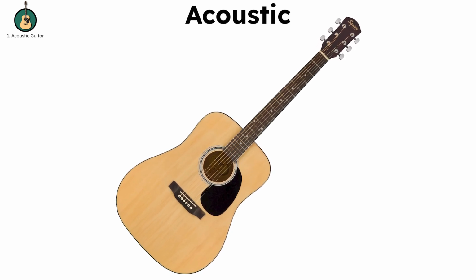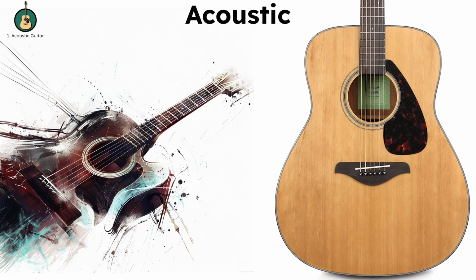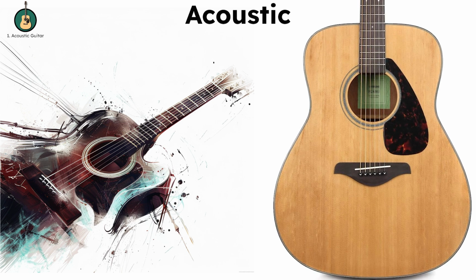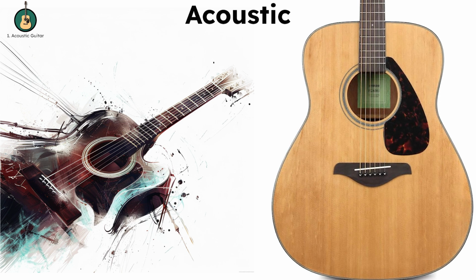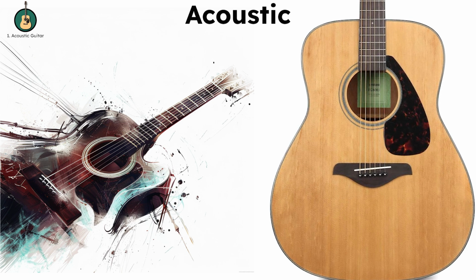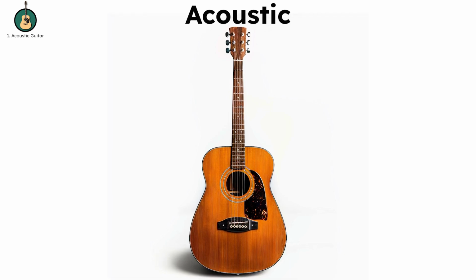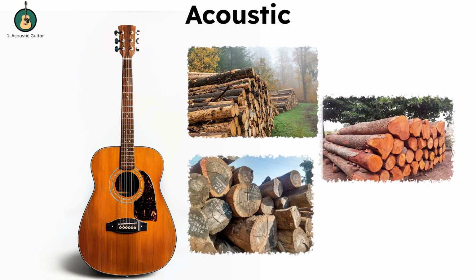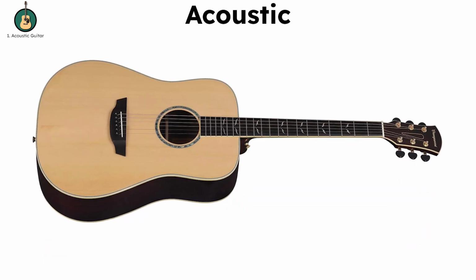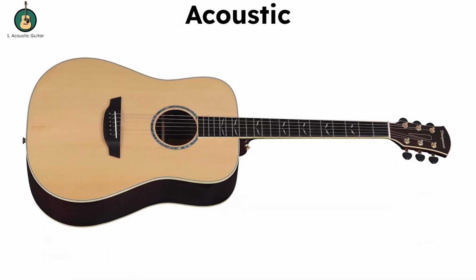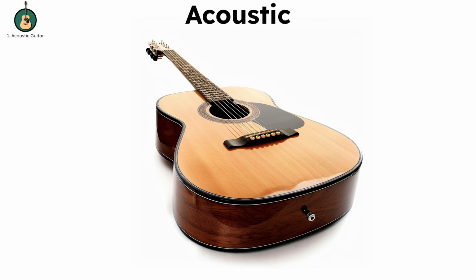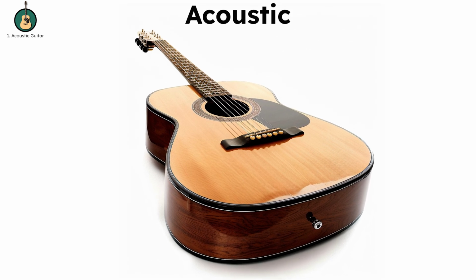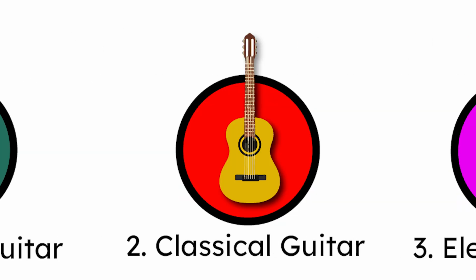When a string is strummed, the vibration travels through the bridge to the top, sides, and back of the body, then resonates through the air inside the body, producing the sound. Acoustic guitars are typically made from woods like spruce, mahogany, ebony, etc. Each material affects the sound in its own way, but generally, acoustic guitars have a clear and bright tone, particularly in the higher frequencies.